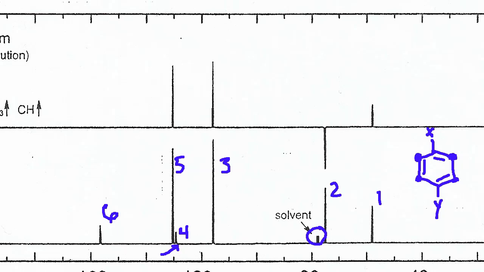Okay, especially if you have the X and the Y, you have 2 different groups. Now if you have the same group, so if it was an X and then another X, like 2 chlorines or something of that nature, in that case you would only see 1 peak for all 4 of those. They would all be considered symmetrical when you're looking at the spectrum. So let's go ahead and zoom back out here.